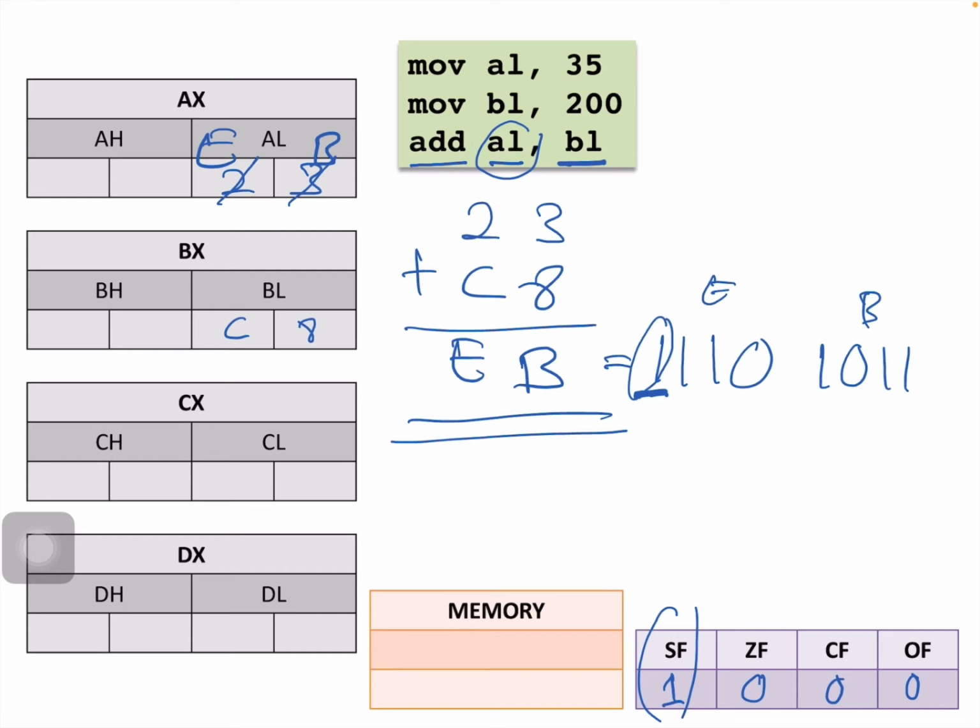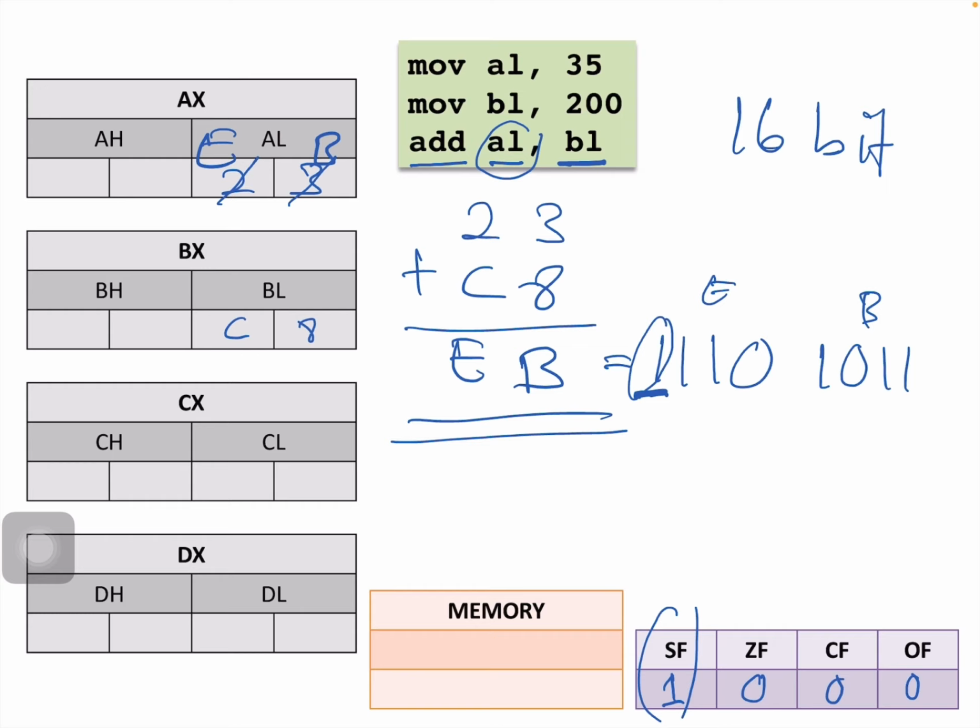Because we know that EB is not a negative number. 23 plus C8 in hexadecimal is equal to EB, and EB is a positive number. How are we going to fix this situation? This situation can be fixed by using 16-bit registers, meaning that you cannot use AL and BL, but you have to use AX and BX to make this kind of operation. Because the result will trigger the sign flag to be equal to 1, and indirectly tells the computer that the number you get is a negative number.